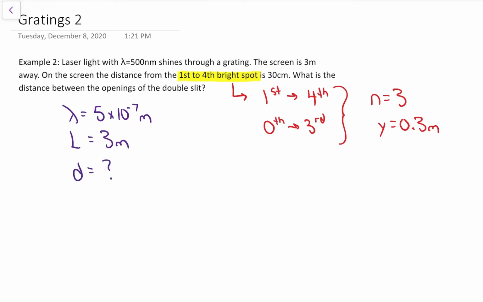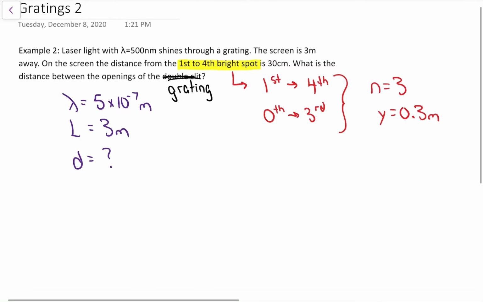And this question wants to know the distance between the openings, even though, oops, typo here, even though I'll fix it in the original document, openings of the grating. Now, when you look at the Google Doc, it won't say double slit, but I'm not going to redo this. I'll just keep rolling. We can figure out the d value of the grating the same way we would have for a double slit. That's why I had the typo, because it's the same method.